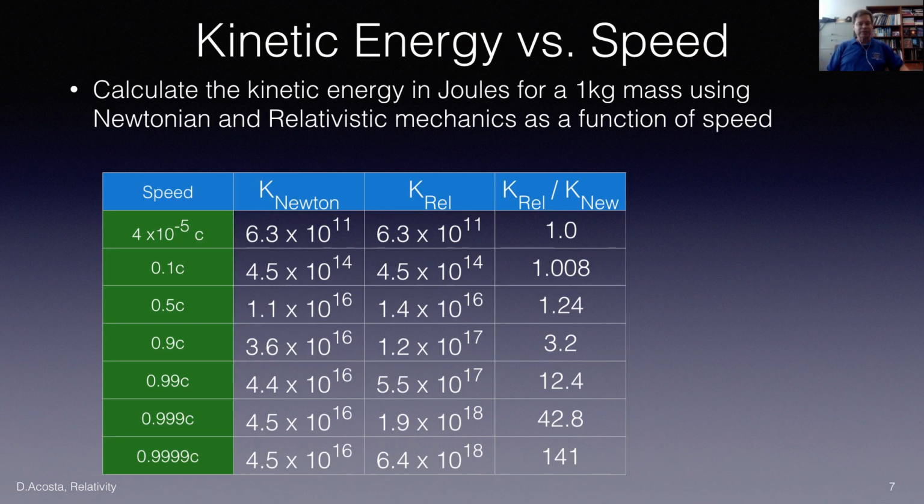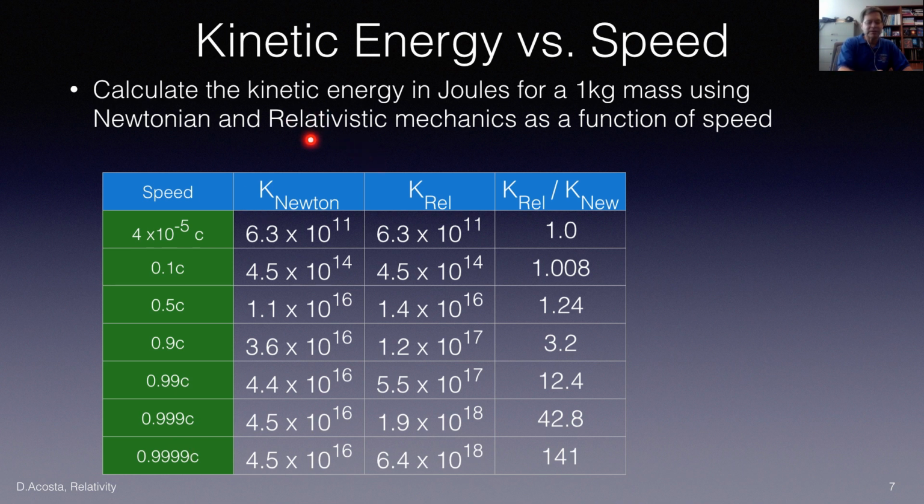So I've made a table here of the kinetic energy versus the speed of an object. And for simplicity, let's consider an object with a mass of 1 kilogram. So the m is just 1 in SI units. And let's calculate the kinetic energy in joules for such a mass using both the Newtonian and relativistic mechanics version of the kinetic energy as a function of speed. So this is a table. I have speed increasing downward.